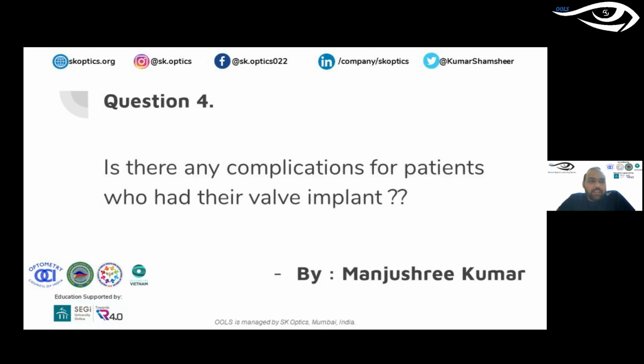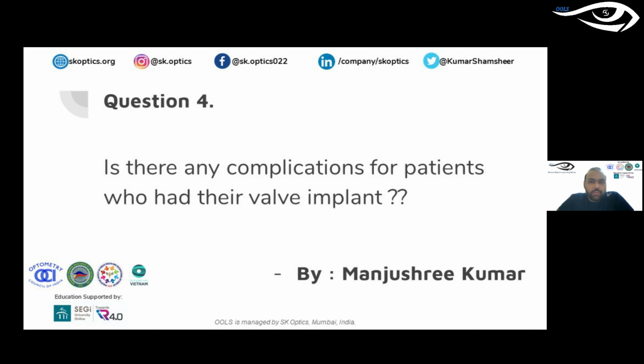Okay, no problem. So let's look at a couple more questions. Are there any complications for patients who had their valve implant? In terms of complications, have you come across any patients where you saw some complications which were detected during anterior segment OCT? There could be complications because the patient has already undergone a filtering surgery, and this is the other surgery which is being performed.